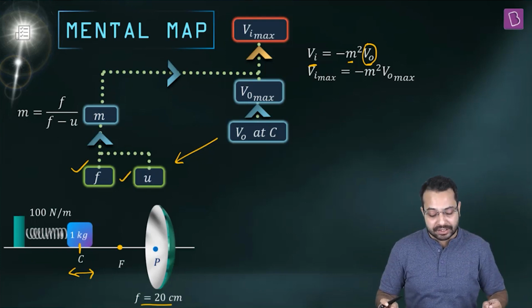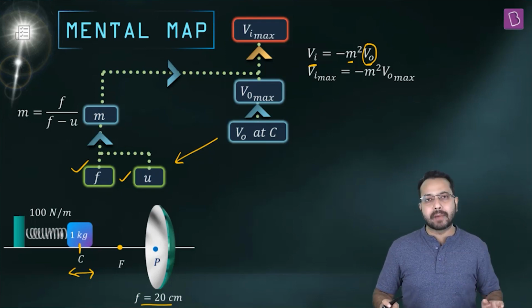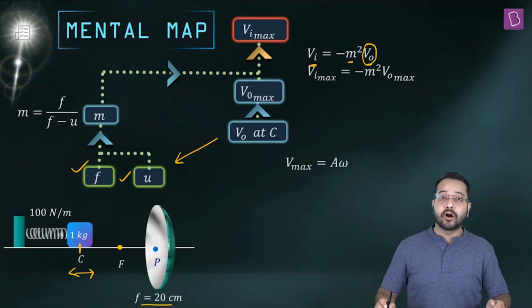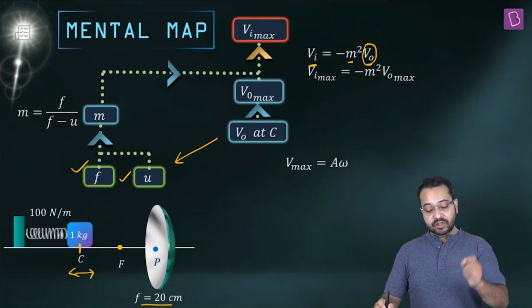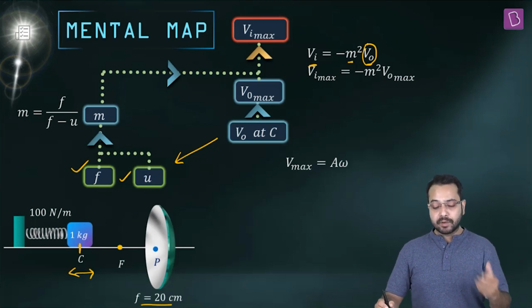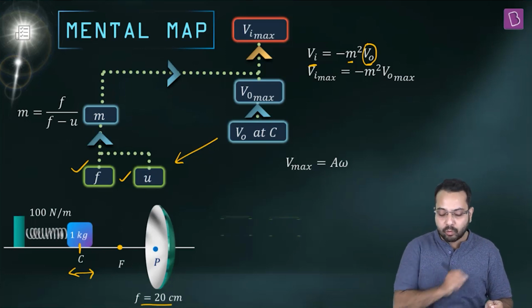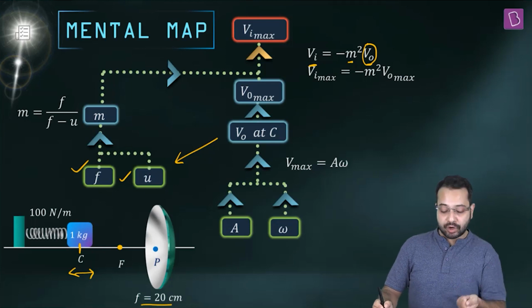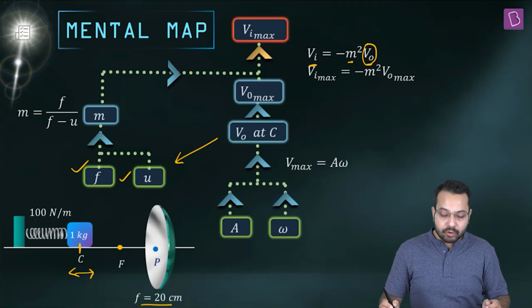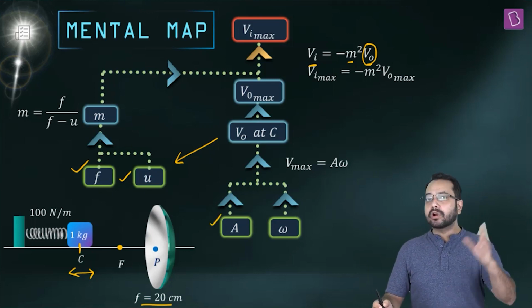Now I want to calculate the velocity at the center of curvature, or the mean position, or I can say the maximum velocity. What do we know about the maximum velocity of an object? Vmax is equal to A omega. This is derived from simple SHM, right? Now, in order to calculate Vmax, what would I require? Naturally, I would require amplitude and omega, correct? Amplitude, do I know? Yes, amplitude is given in the question. I know that.